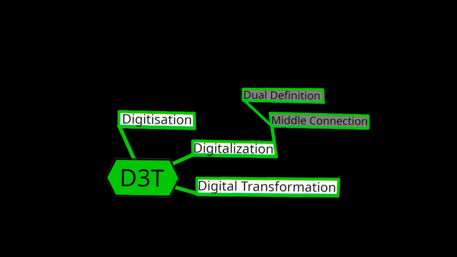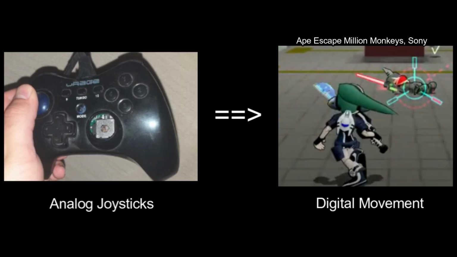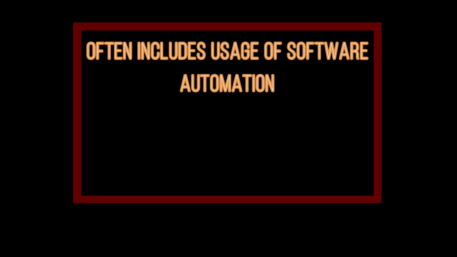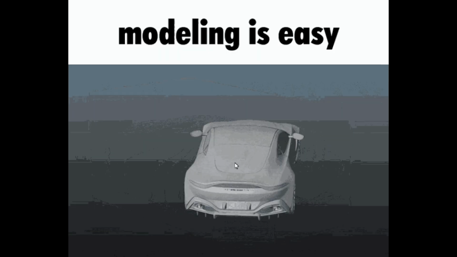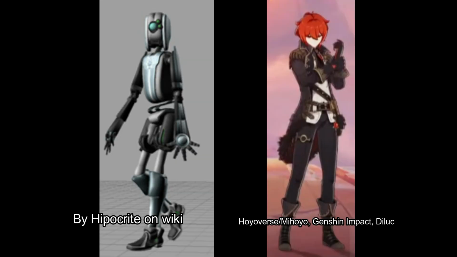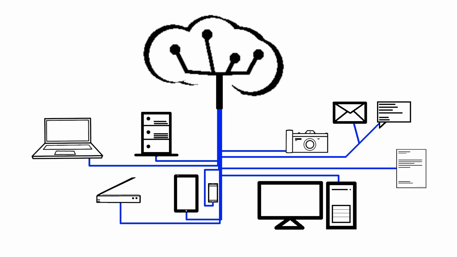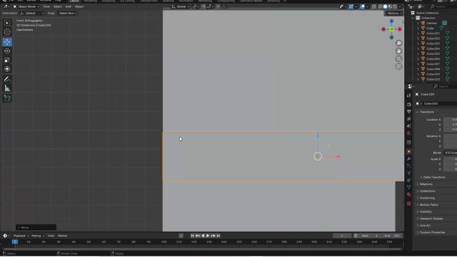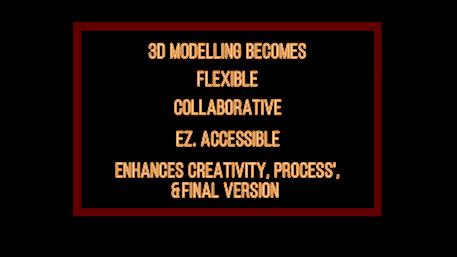Digitalization refers to usage of digitized data and digital technologies. Digitalization turns existing analog functions and interactions into digital and combined, often includes the use of software, automation, data analytics, and digital platforms to streamline workflows. In 3D modeling, it involves adopting digital tools and workflows to streamline the creation, editing, sharing of 3D models. This process includes using software, digital pens, tablets, cloud-based platforms to make the entire modeling workflow more efficient and accurate. 3D modeling becomes more flexible, collaborative, and accessible, enhances both the creative process and the final output.